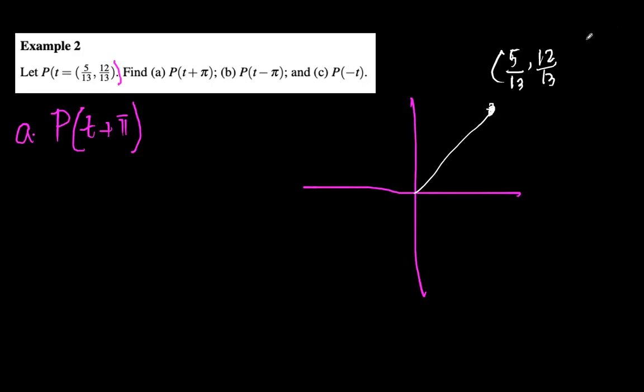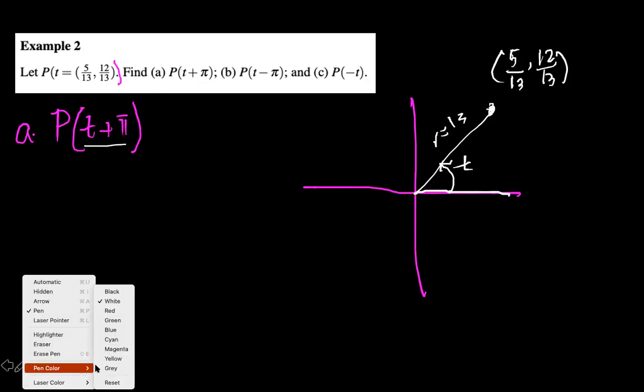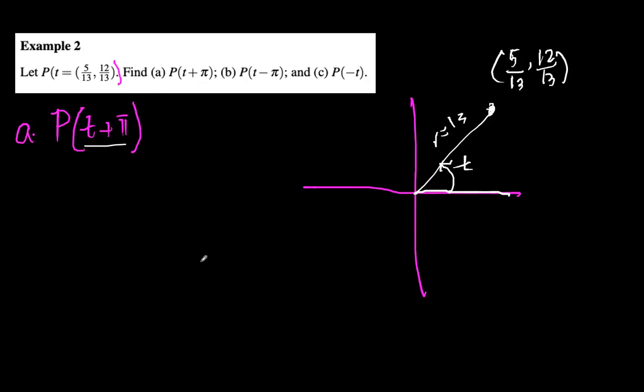Sir, 5 and 12 are Pythagorean triples, correct. So the radius is what? 13, malamang nandyan eh. Okay, ganyan. So this is the angle in standard position and this is angle T. Nakuha, guys? Now, that's the given. Ang tanong is, how do we solve for T plus pi? Yan yung tanong natin eh. Okay, how do we solve that, sir?